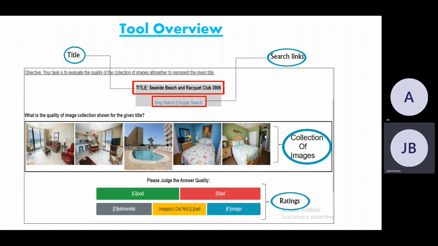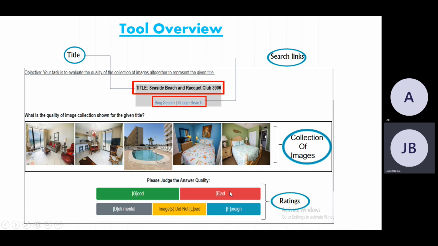Now, this is the tool overview. Here we have the title, which we call the query. Beneath the title we have research links. There are two different research links: one is Bing search and the other one is Google search, which will be helpful for us to know in-depth information about the title and about the images. And these are the set of images, the collection of images. Each and every image is an individual image, and each and every image should relate to the given title.